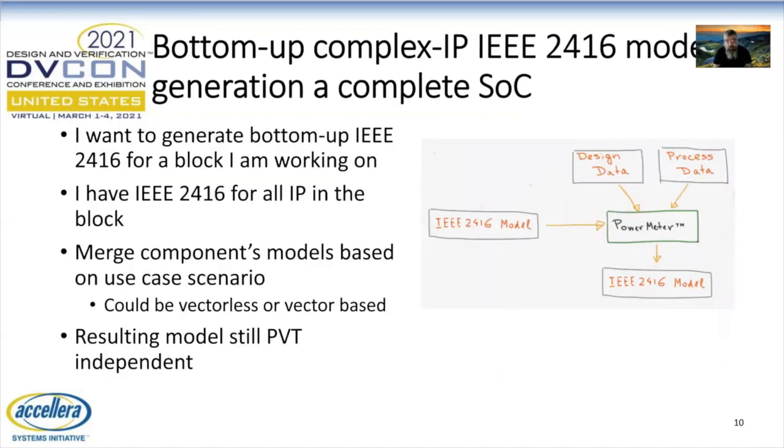The third case where I need to generate a 2416 model is when my design, which is either a block, a complete SoC, or even a chiplet system, includes components for which I have 2416 models generated by one of the methods I have described earlier in the slides. In this case, inputs to the tool are only design data, such as netlist, capacitances, and 2416 models for all the components in my design. Just with this information, I can generate a 2416 model for my design, which can be a block, SoC, or chiplet system. If I wanted to estimate power, I will need at this point to use a process model.